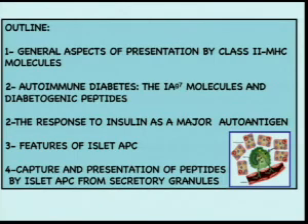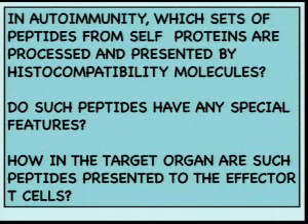The second issue that we're going to consider then is the autoimmune diabetes. I'll talk in general about the features of the class 2 molecules that are very unique, by the way. And then I'll continue with using insulin as a major autoantigen and analyze how it is actually being recognized in the islets of Langerhans.